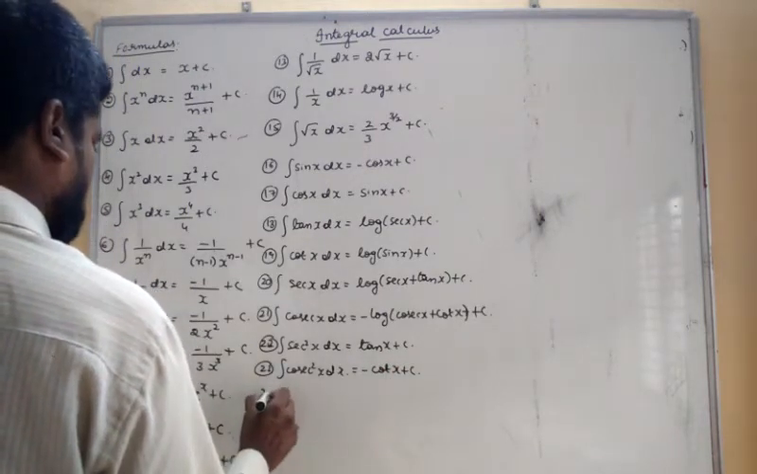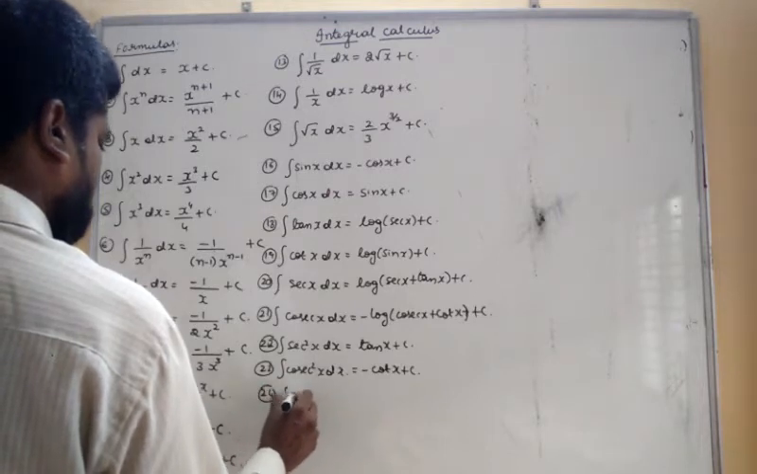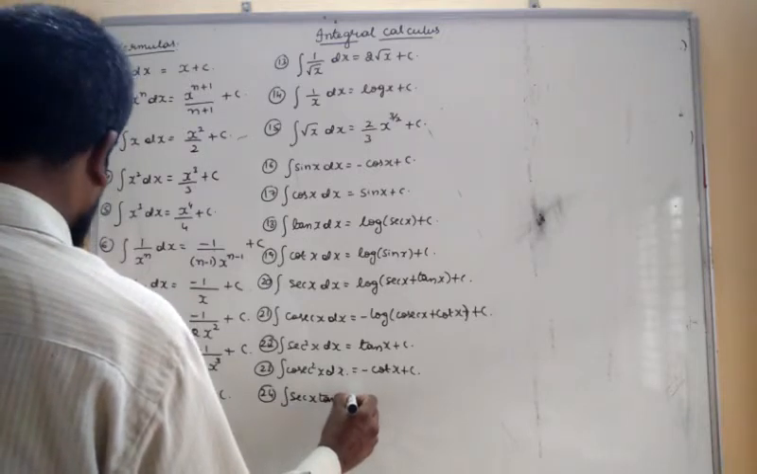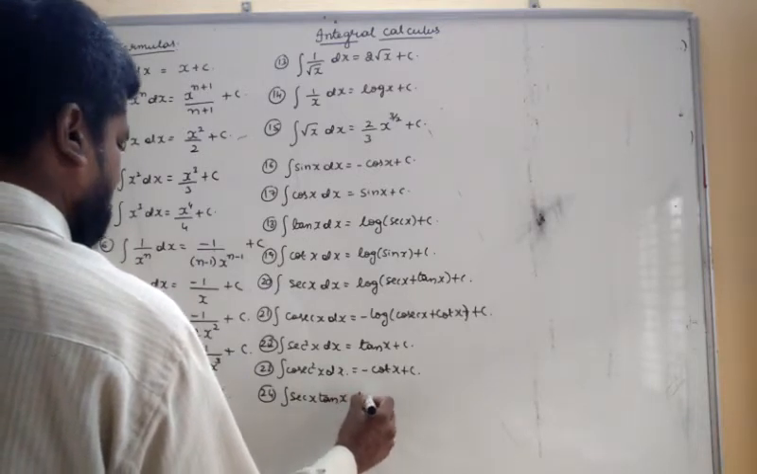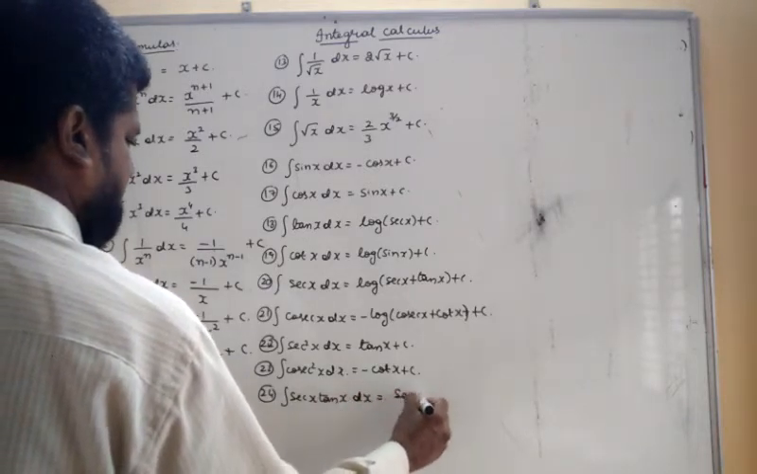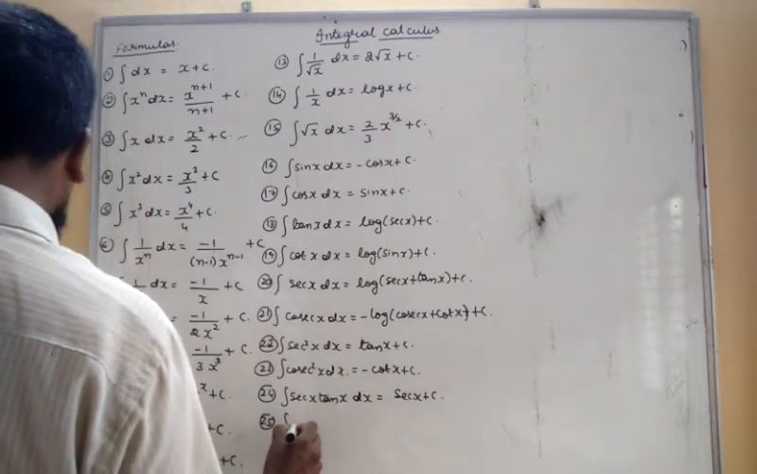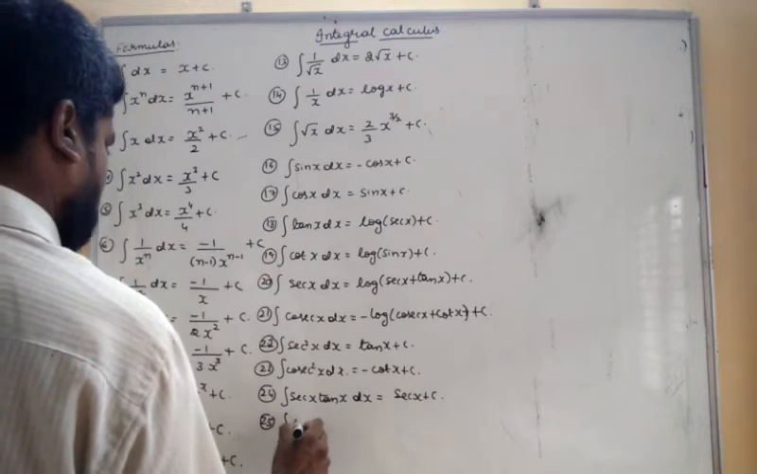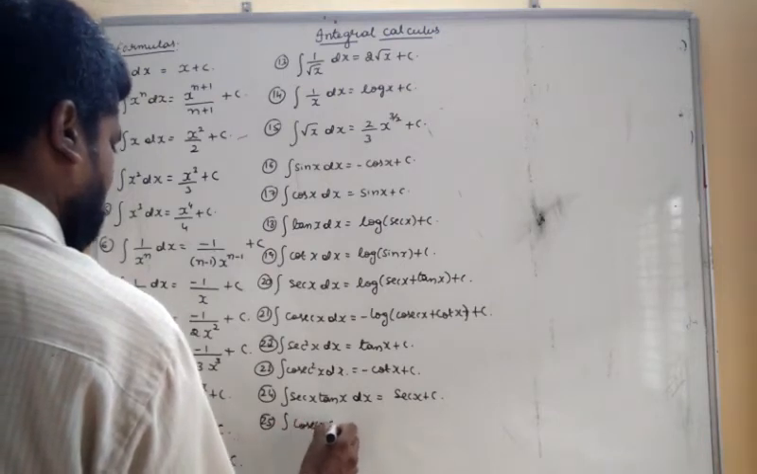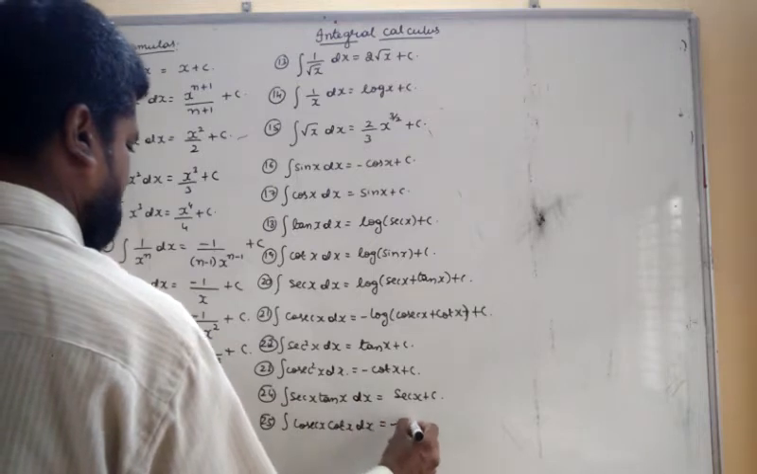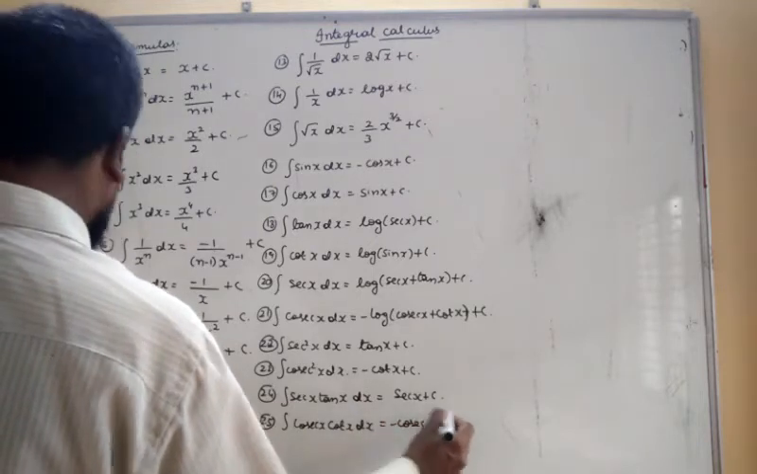Then integration of secant x tan x. Secant x tan x integration is secant x plus c. Integration of cosecant x into cot x is equal to minus cosecant x plus c.